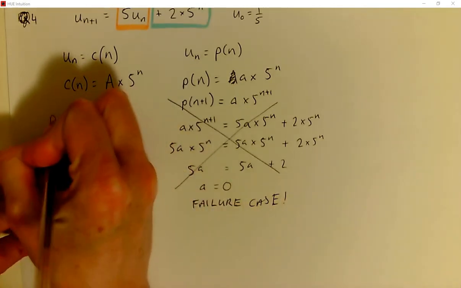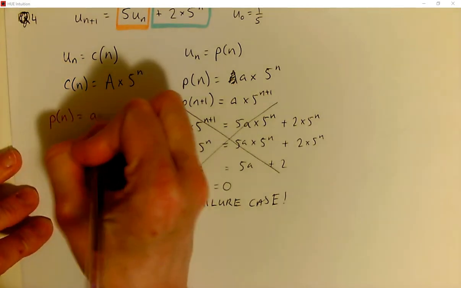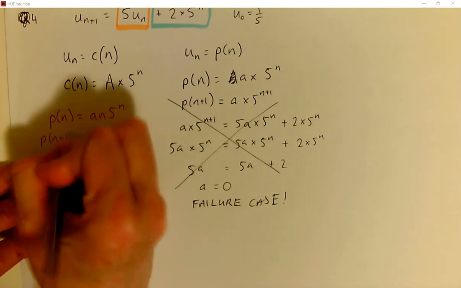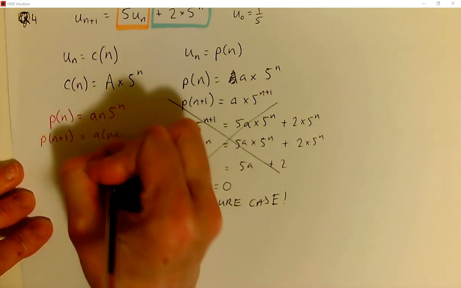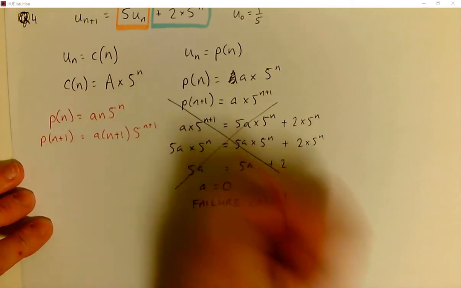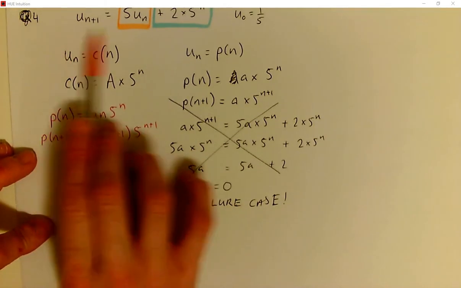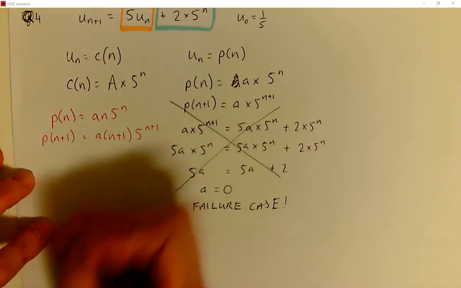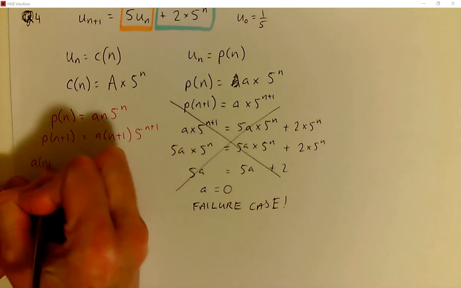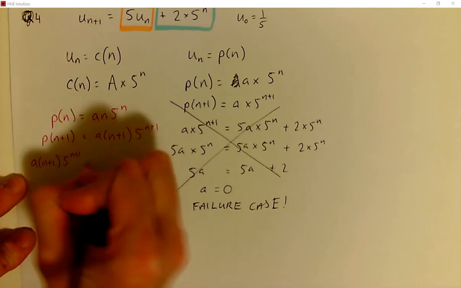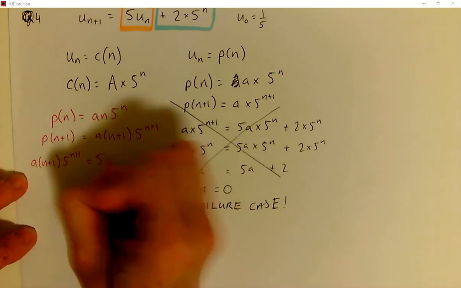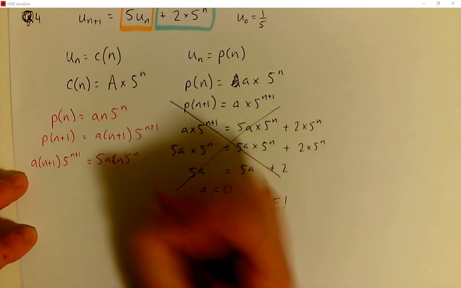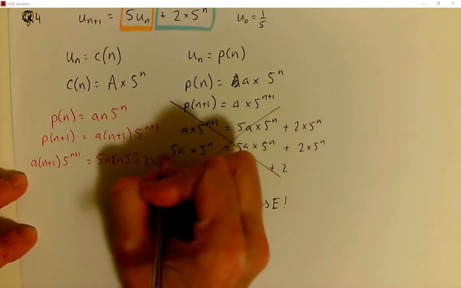So we're going to guess our particular solution is an 5 to the n. So if we wanted the n plus 1th term, we'd have a brackets n plus 1 5 to the n plus 1. So we need to substitute that into our recursive formula because the recursive formula has to work for any solution. So let's try it. So we've got a n plus 1 5 to the n plus 1 is equal to 5 to the n, and then plus 2 times 5 to the n.